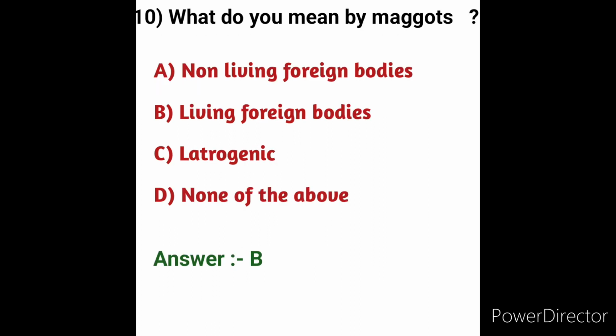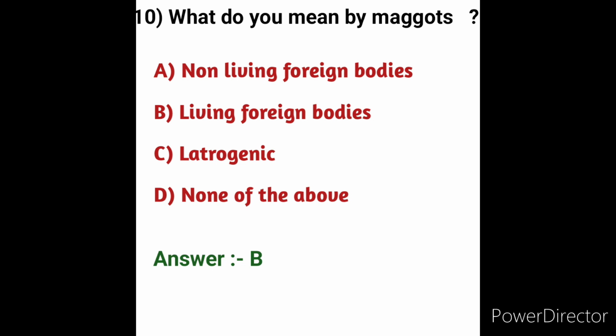The 10th question is, what do you mean by maggots? What is the meaning of maggots? We will see the options here. Option A, non-living foreign bodies. Option B, living foreign bodies. Option C, iatrogenic. And option D, none of the above.